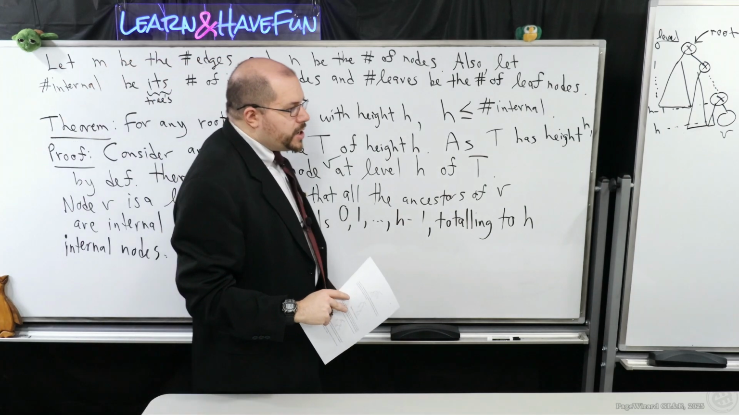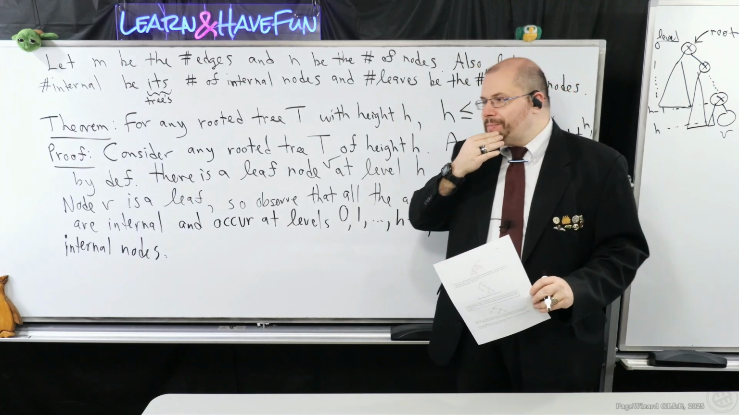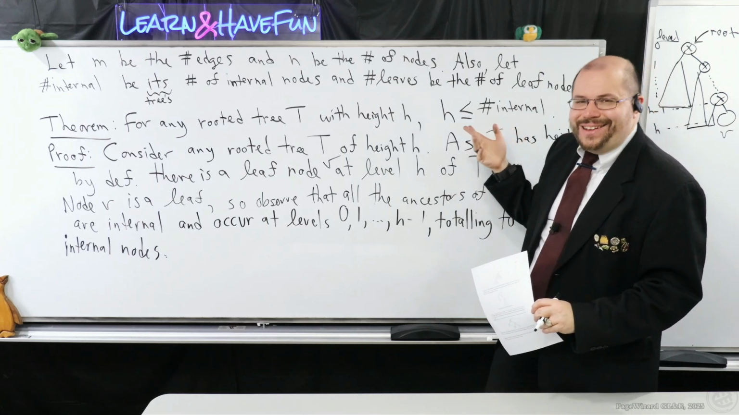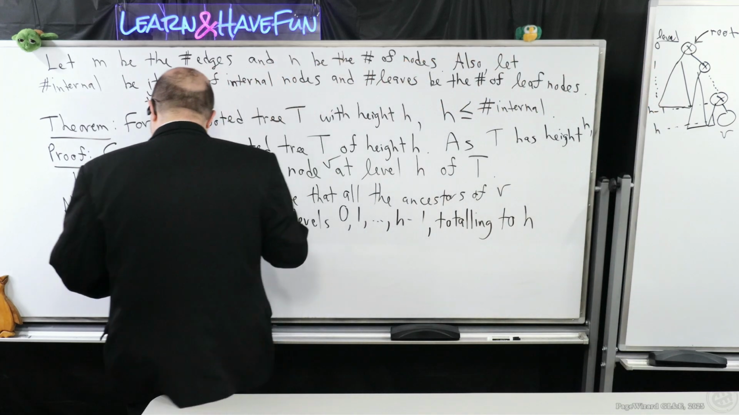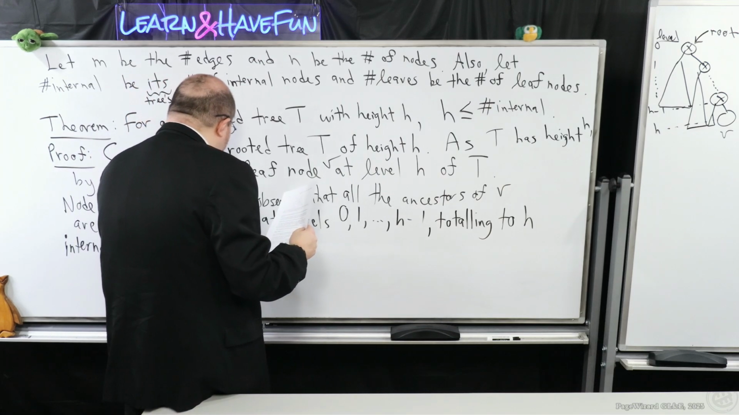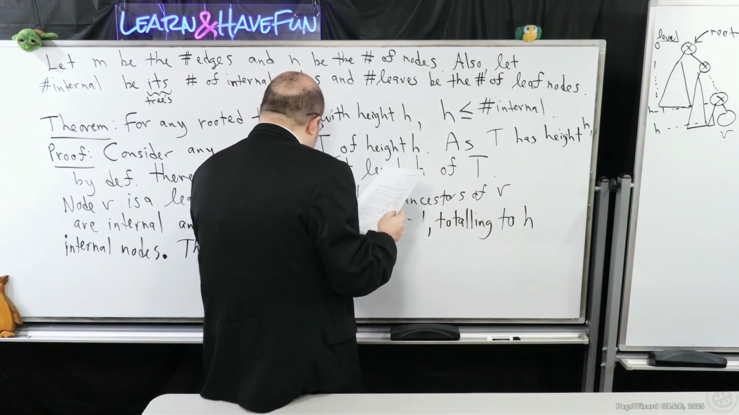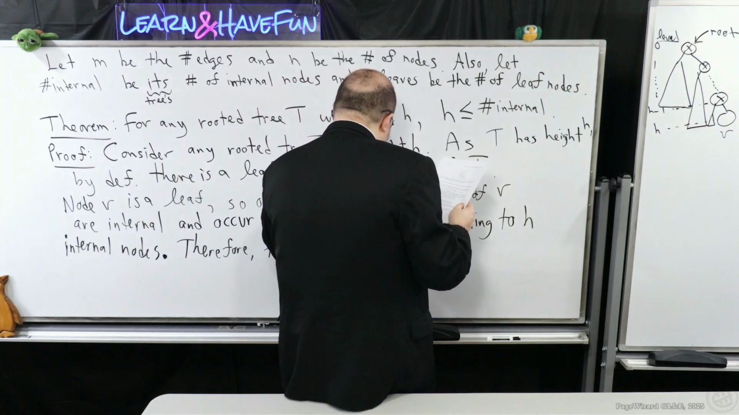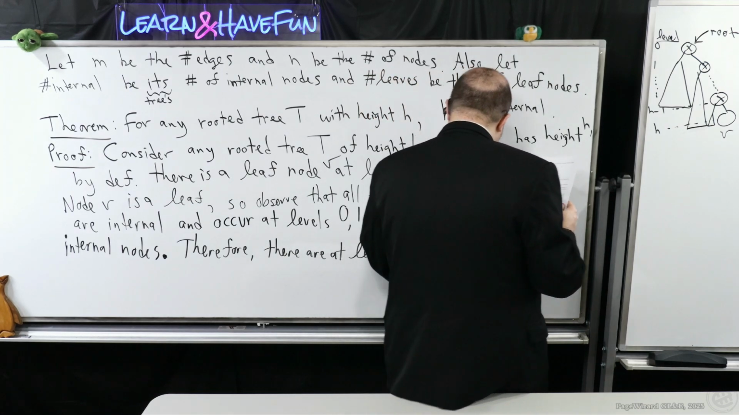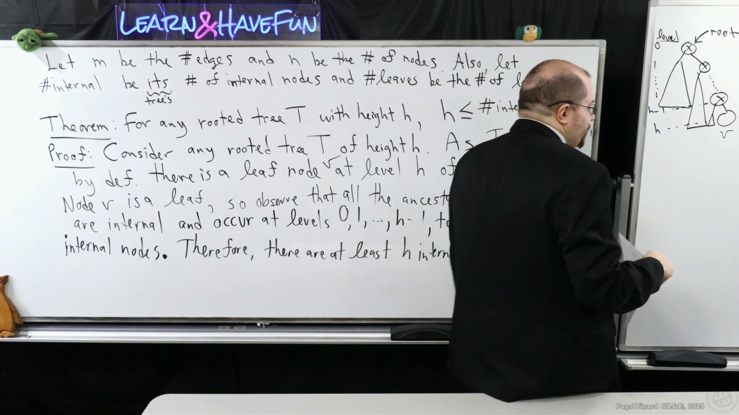So if you can argue that there's at least h internal nodes, there it is. That's the claim, right? Then we're done. So now we got to conclude our proof. Therefore, there are at least h internal nodes in T. Neat, right?